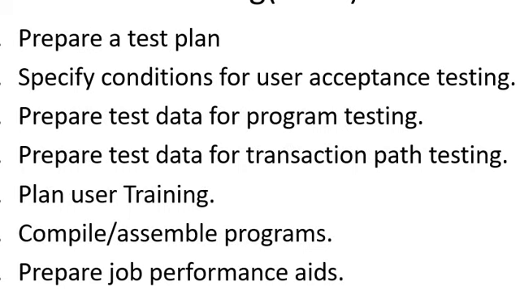Activity network of the system. Prepare a test plan. Specify conditions. Prepare test data for program testing. Prepare test data for path. Plan user training. Compile or assemble programs. Prepare job performance aids. Prepare operation documents. These points are very important, so have a snap of this one.